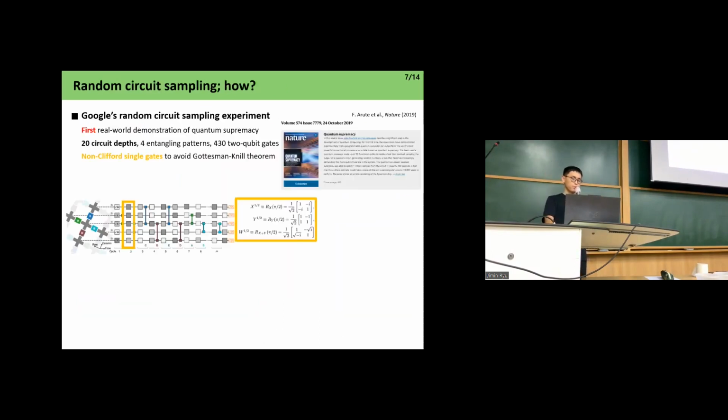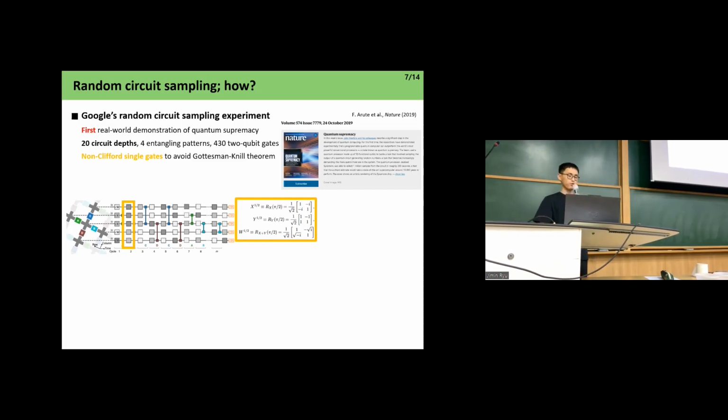So how did Google perform random circuit sampling? As I told you, random circuit sampling is a mixture of random single-qubit gates and fixed two-qubit gates. Google used three sets of random circuit gates: square root X, square root Y, and square root W. These are non-Clifford single-qubit gates.